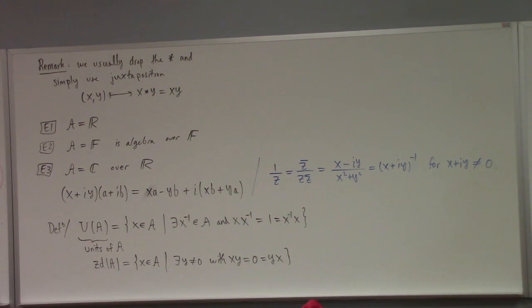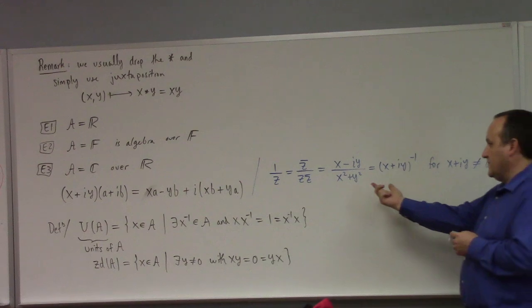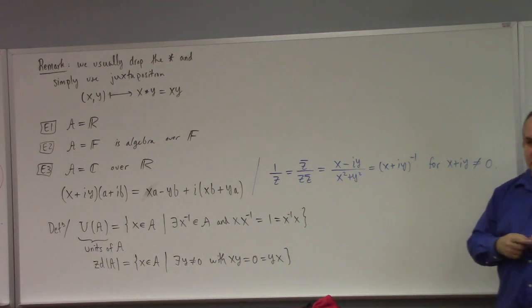Every non-zero complex number has a multiplicative inverse, which is simply given by this formula you might have learned in high school. Multiply by the conjugate. That denominator is non-zero, provided that as long as either x or y is non-zero, this is certainly non-zero, right? There's no problem with that formula.